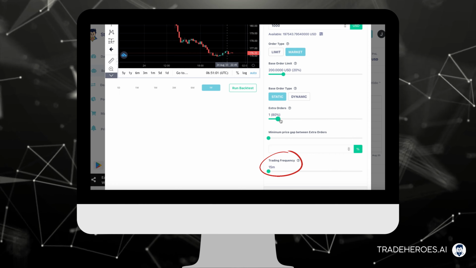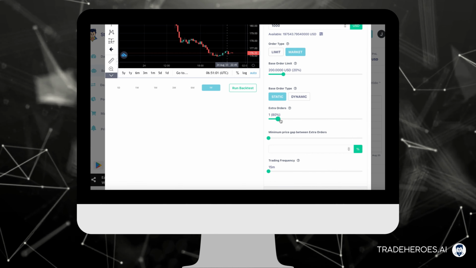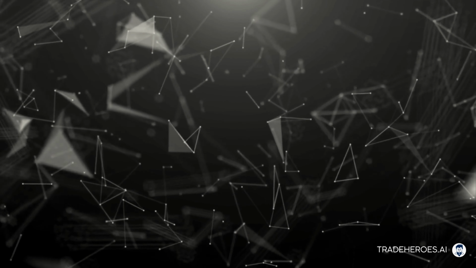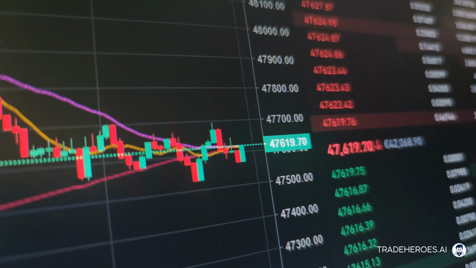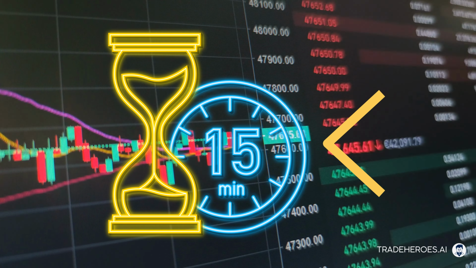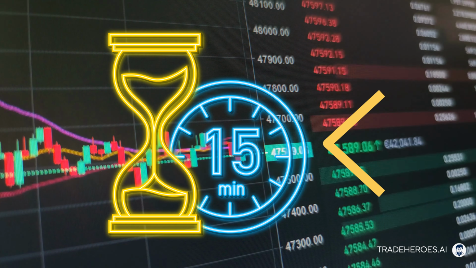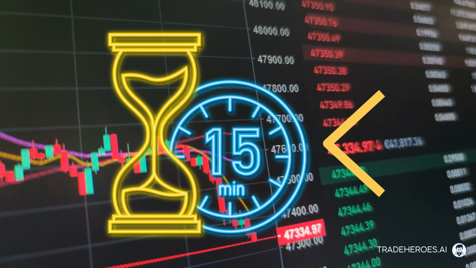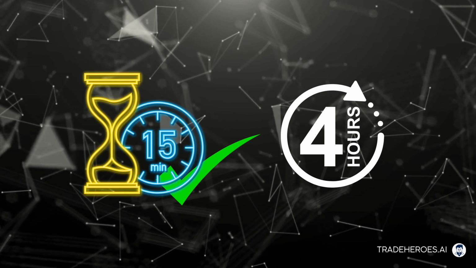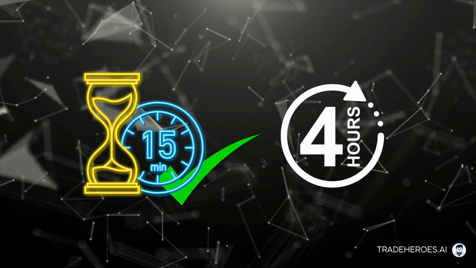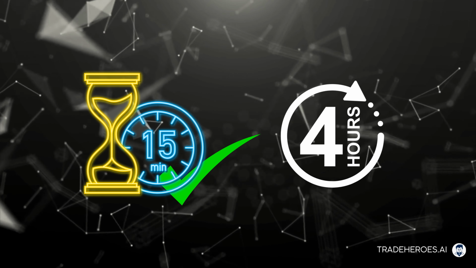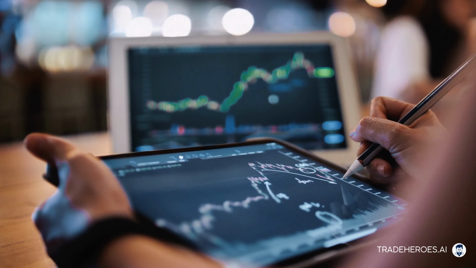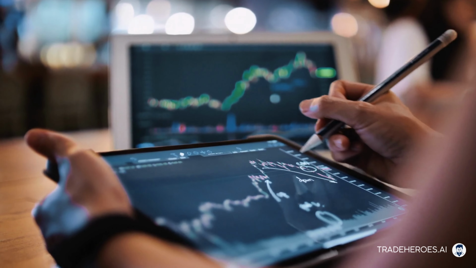One of the most important keywords to understand is the trading frequency. The trading frequency defines the maximum time interval that the bot will read the live market data. If the frequency is 15 minutes, the bot will read the market data every X minutes, where X is less than 15 minutes. So, a 15-minute frequency bot will read the market data more often than a 4-hour frequency bot, and because of this, the 15-minute frequency bot will trade more often as well.